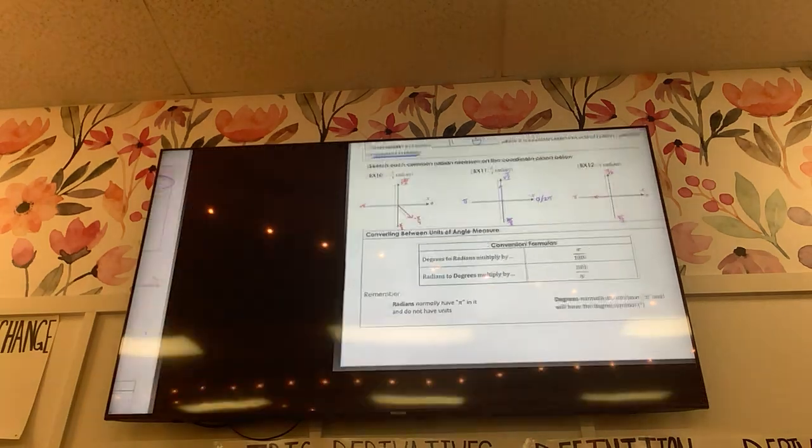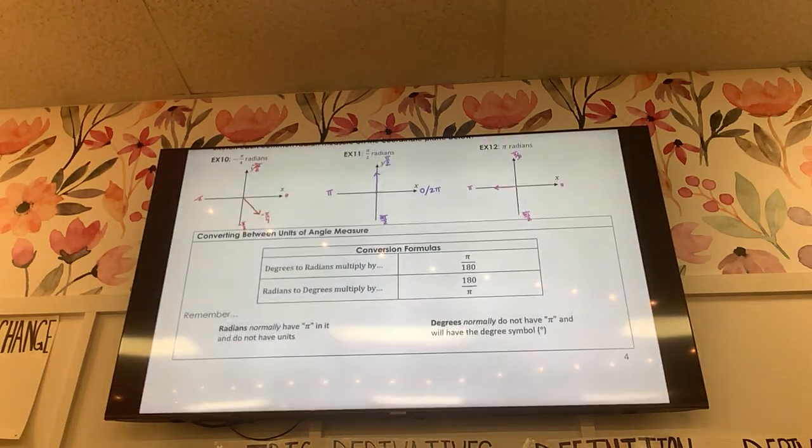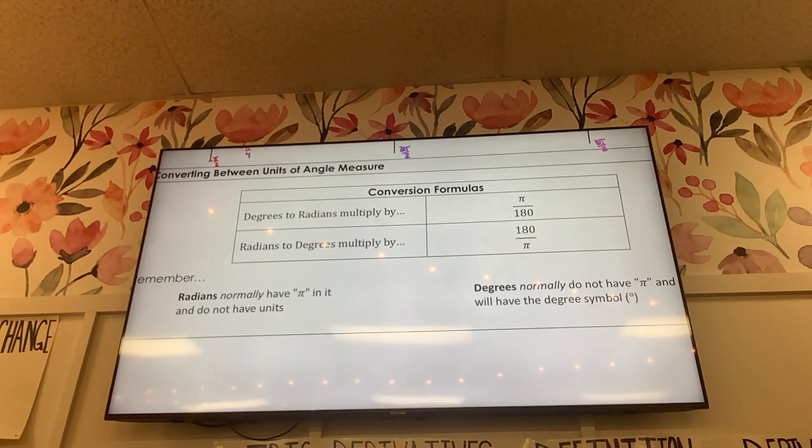Now let's talk about converting, because that might help you if you get stuck with the drawing. So we are going to be converting from degrees to radians and radians to degrees. And so we have these two conversion formulas. If you are going from degrees to radians, you would multiply by pi over 180. If you are going from radians to degrees, you are going to multiply by 180 over pi. So they're very similar formulas, which makes them easy and sometimes hard to memorize because you'll get them confused. So this is the way in my head that I have it memorized.